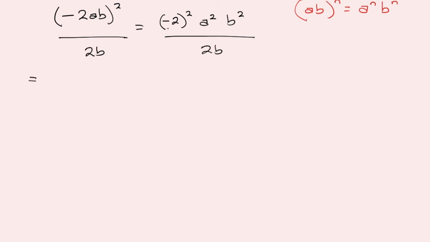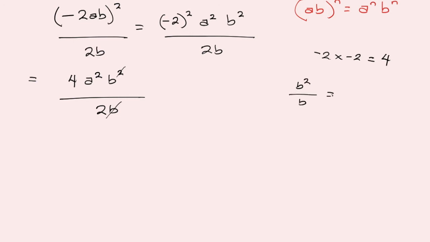Now this is going to be equal to minus 2 squared, which is minus 2 times minus 2. And we just said that negative times negative results in a positive. So 2 times 2 is 4, and that's equal to positive 4. So that's 4 a squared b squared over 2b. B cancels out 1b here, because we know that b squared over b is equal to b to the power 2 minus 1, which is equal to b, and 2 cancels 4 to give 2. So our final answer is 2a squared b.